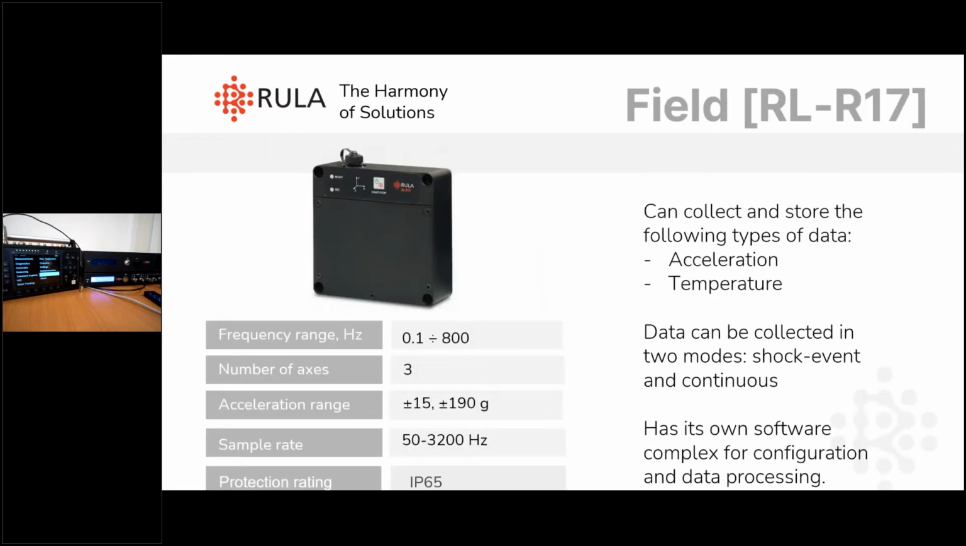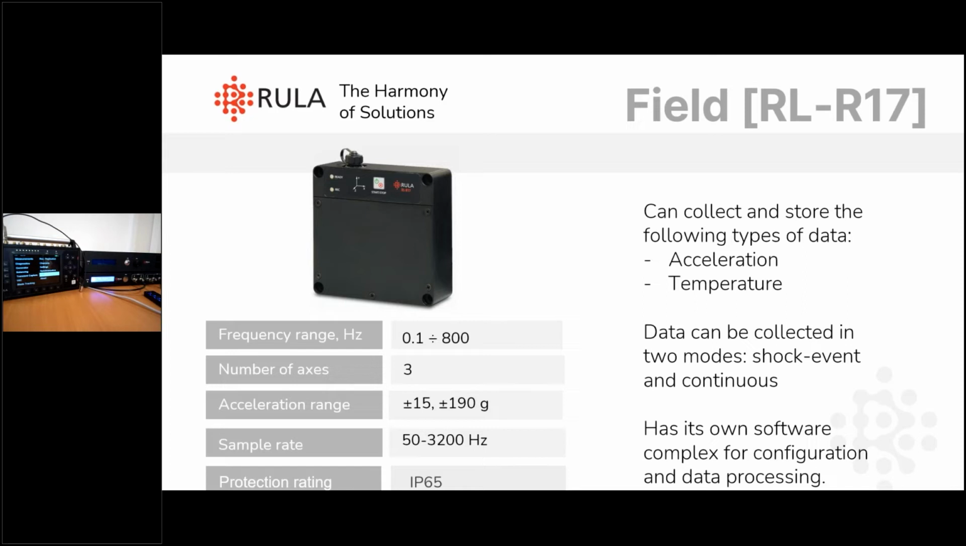Let's move on to RLR17, which is our portable autonomous shock recorder. It's simple yet easy to use and quite powerful and well protected. It also has its own software, which comes for free with the device. There you can configure the device, export and visualize data, and do some basic calculations.